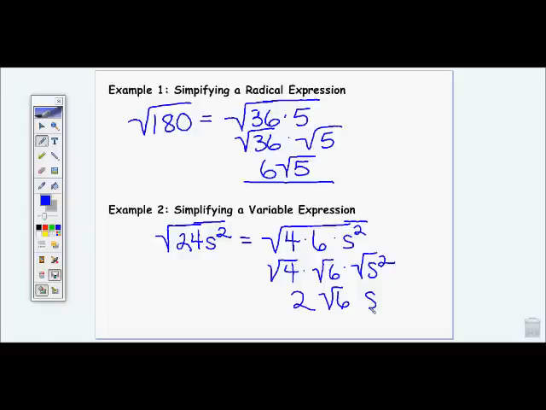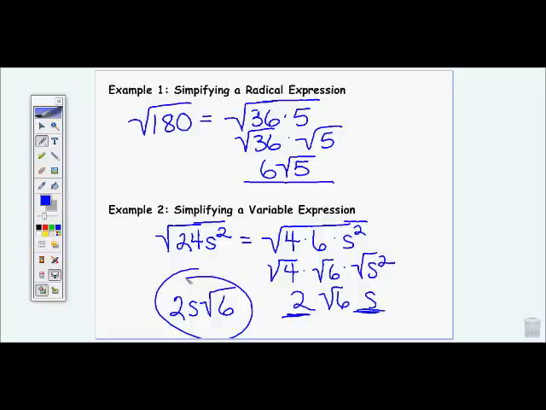Now I have different kinds of terms. I have two of them that have come out of the radical sign, and so when I write the final answer, I'm going to put those together. So 2s, and then I will put the radical, the square root, so 2s square root of 6. That's going to be in its simplest form.